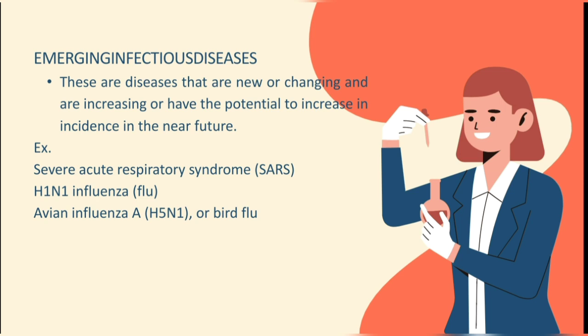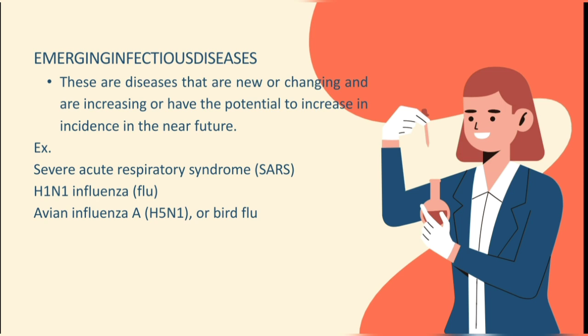As examples of emerging infectious diseases, we have severe acute respiratory syndrome or SARS, an emerging infectious disease that first appeared in China in 2002. It is a viral infection caused by the SARS-associated coronavirus or the SARS-CoV. And we also have H1N1 influenza or the flu. H1N1 influenza is also known as the swine flu. It is a type of influenza caused by a new virus called influenza H1N1.